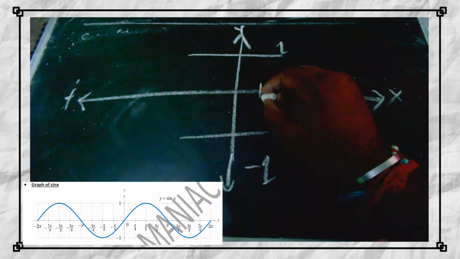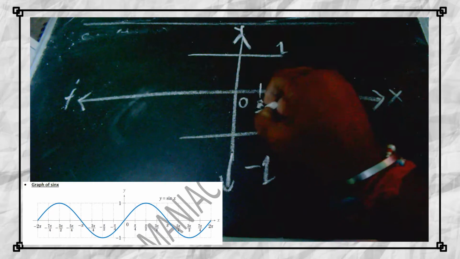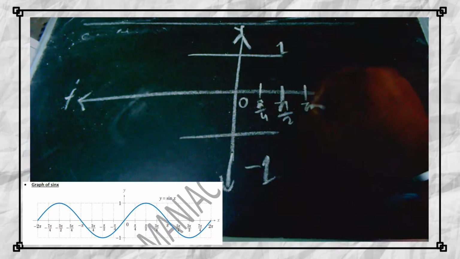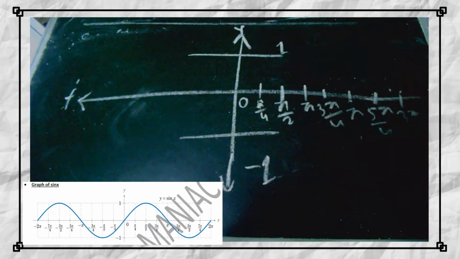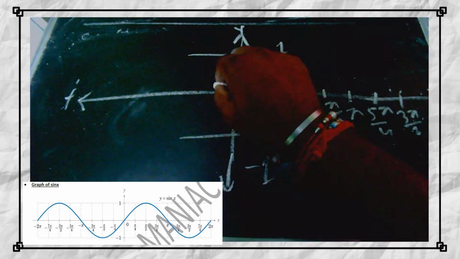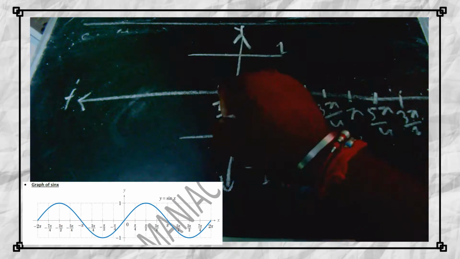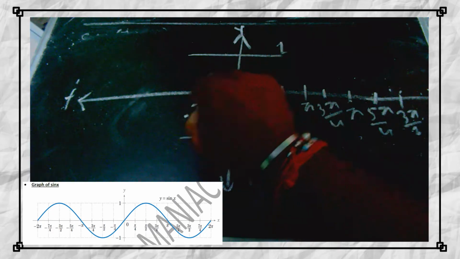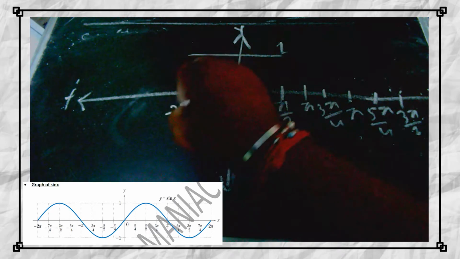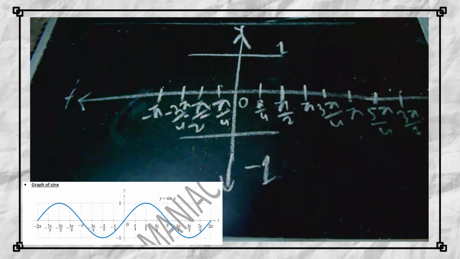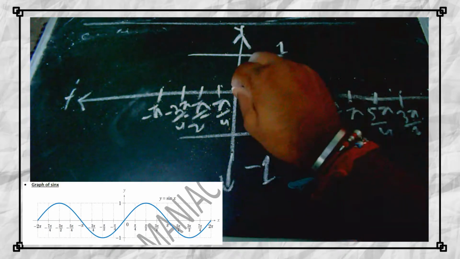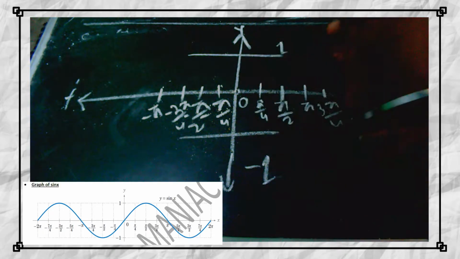So we will take the values of 0, pi by 4, pi by 2, pi, 5 pi by 4, 3 pi by 2, and so on. And in the x dash quadrant, we will take minus pi by 4, minus pi by 2, minus 3 pi by 4, minus pi, and so on. Value of sine of 0 is 0. So we'll plot the point here.